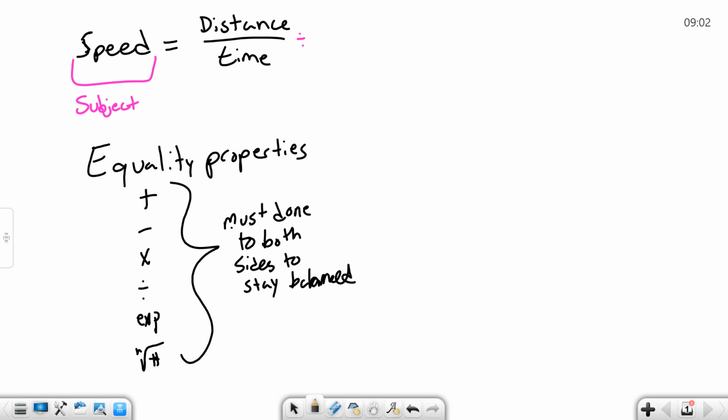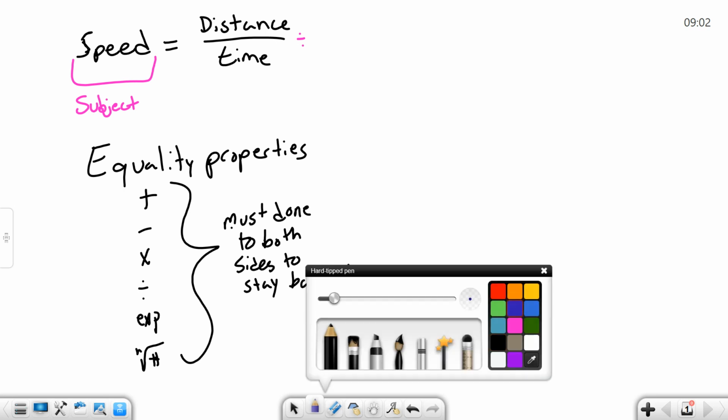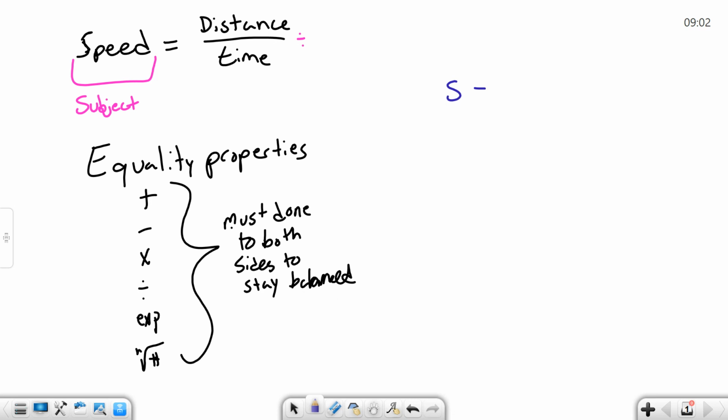So let's go back to our example of the speed formula. Speed is equal to d over t. I'm going to use the multiplication equality property because multiplication is the opposite of division. So I multiply both sides. That gives me t times s is equal to d for distance. Time times speed is equal to distance.